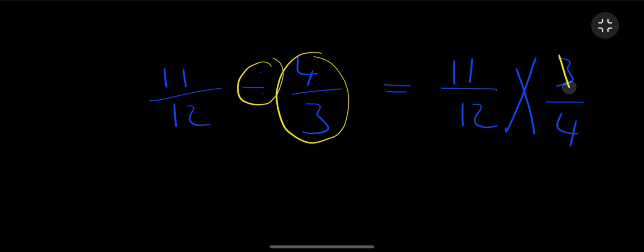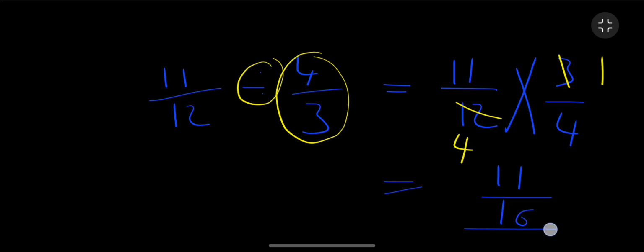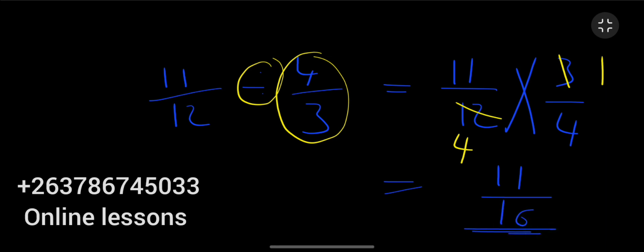Then we say 3 into 3, that's 1. Then into 12, that is a 4. Then we say 11 times 1, that's 11. Then 4 times 4, we get 16. So 11 over 16 will be the final answer.